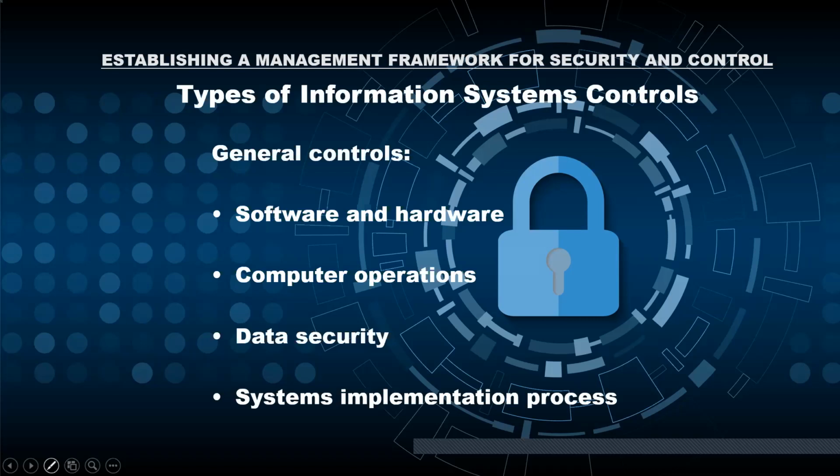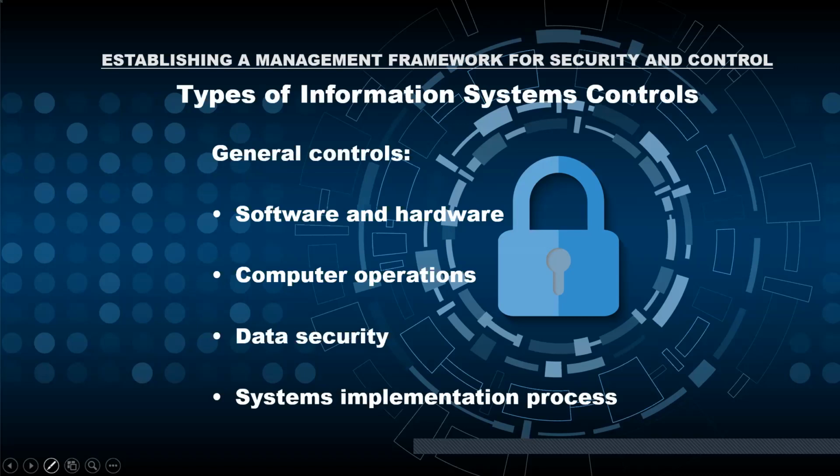General controls govern the design, security, and use of computer programs and the security of data files in general throughout the organization's information technology infrastructure. There are four types of general controls: software and hardware, computer operations, data security, and systems implementation process. Software controls monitor the use of system software and prevent unauthorized access of software programs. Hardware controls ensure that computer hardware is physically secure and check for equipment malfunction. An example is that computer hardware should be physically secured so that it can be accessed only by authorized personnel. Access to rooms where computers operate should also be restricted to computer operations personnel only.